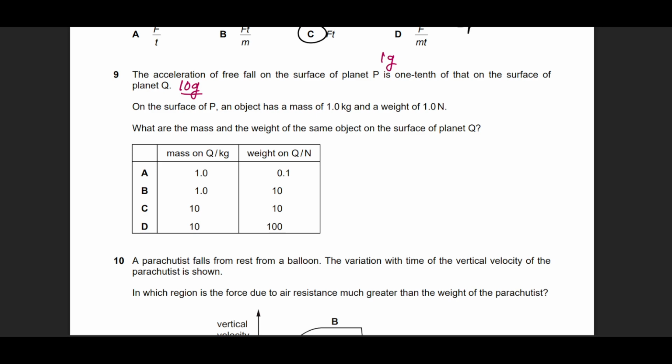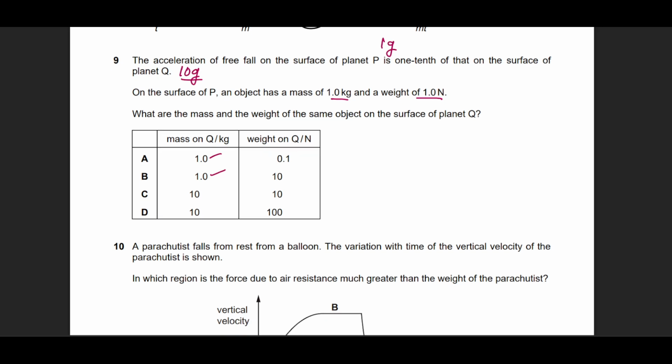Makes things easier. He says on the surface of P, the mass is 1 kg and the weight is 1 Newton. Okay, plausible. When you go to Q, what's going to happen? So mass does not change, right? The quantity of matter, the number of atoms, the number of particles will not change. But the weight of the object is going to change. Since the gravity is 10 times higher, the weight is going to be 10 times higher, so as W equals mg, if you increase g by 10 times, the W is going to increase by 10 times. So 10 newtons, with option B being the correct answer.